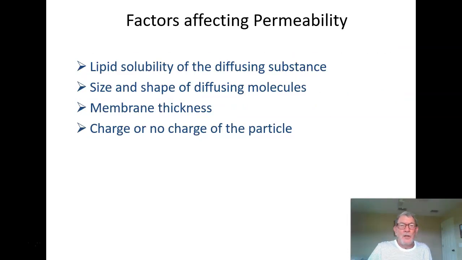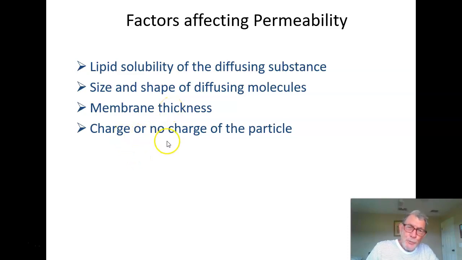So, what factors would affect how easy it is for something to cross? Well, if it's fat soluble, it crosses pretty easily. If it isn't, it doesn't. That's a good start. The size and shape: really big molecules don't cross well at all. Little tiny ones like gas molecules do. How thick the membrane is. You might have a cell that really keeps stuff out well by having a super thick membrane.